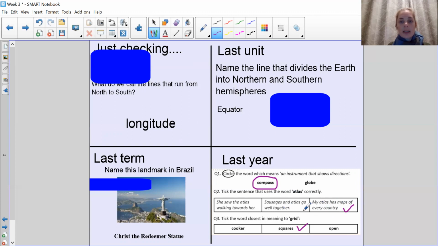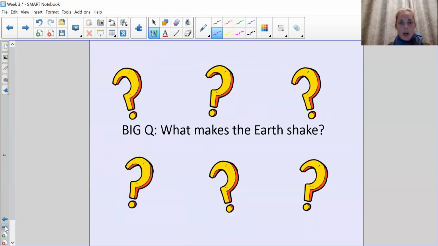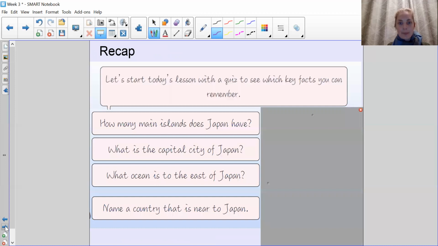So hopefully you've done really well with your just checking, and that's ensuring that you've understood what's been happening in your prior learning. Let's move on to what we're going to be looking at today. So we're going to have a quick recap of the last lesson. We're going to see which key facts we can remember. So can you remember how many main islands Japan has? What is the capital city of Japan? What is the ocean to the east of Japan? And can you name the country that is near to Japan? So pause the video now and have a quick go at answering those 4 questions.